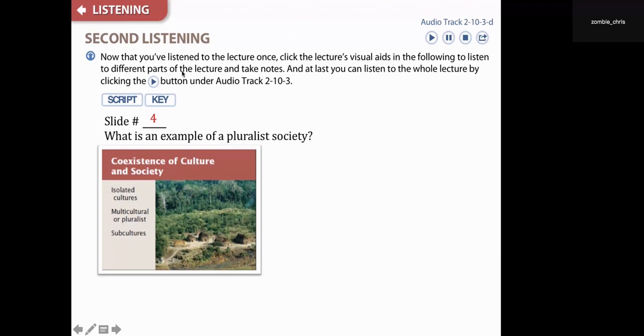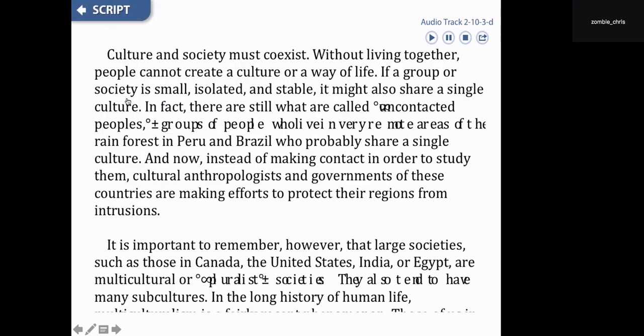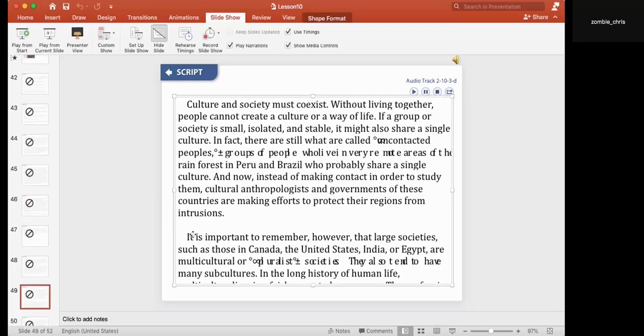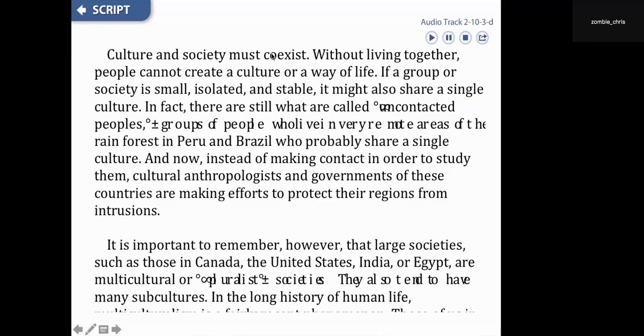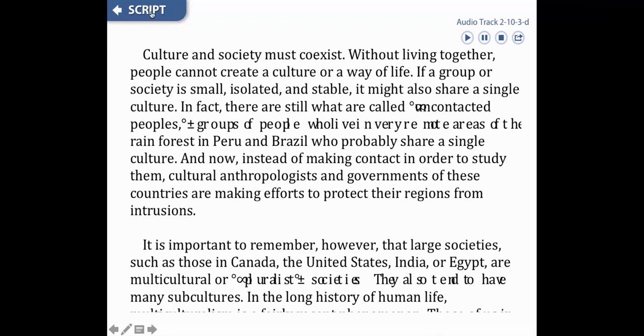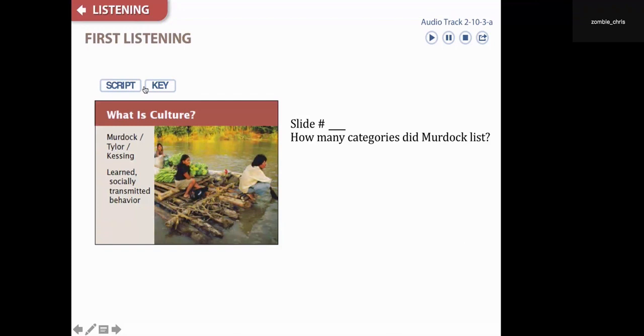So I'm not sure whether I'll be able to, let's see if I can see the key. No, it doesn't show that. I'm not really sure. Peru, Brazil. Right. It's important to remember, however, that large societies such as those in Canada, the United States, are multicultural or pluralist societies. So that was where I was missing. I must have been blanking a little bit there. I don't know why the text is messed up there. So we've got that. It is important to remember, however, that large societies. There it is, right at the start. Tricked even me, so don't feel bad if you missed it. How do I get back here? Get back to the listening.